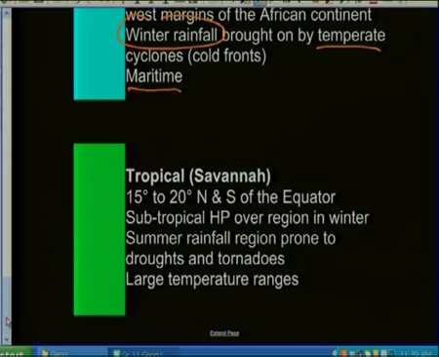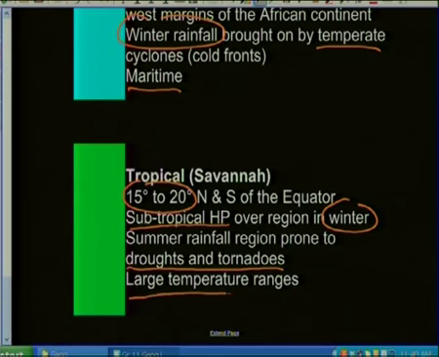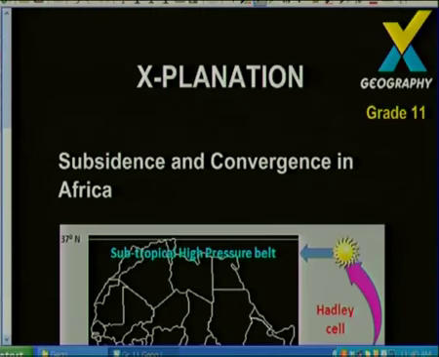And the final zone or region there is the tropical or savanna climate region, 15 to 20 degrees north and south of the equator, where your subtropical high-pressure belts or your anticyclones are strongly influencing the climatic experiences, particularly in winter. Summer rainfall, this is a region prone to droughts and tornadoes, and this is where you have large ranges in temperature between day and night, as well as season to season.